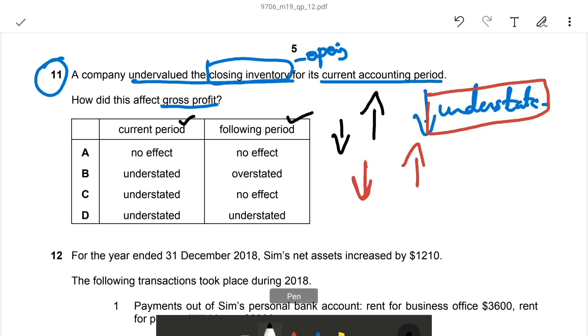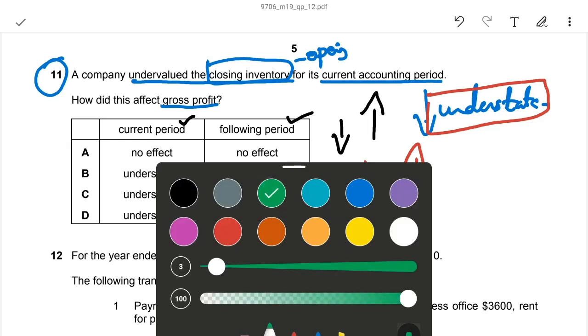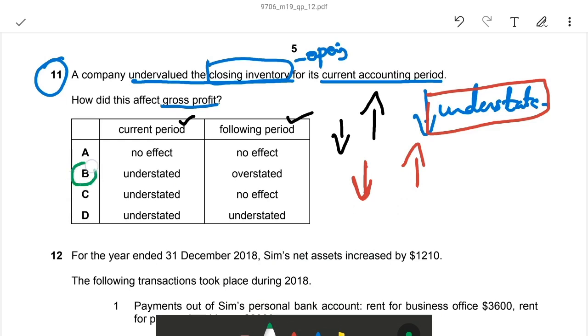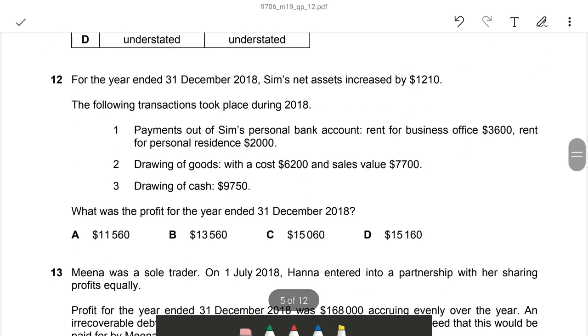So the correct answer is B. Current period understated, following period overstated. Next.